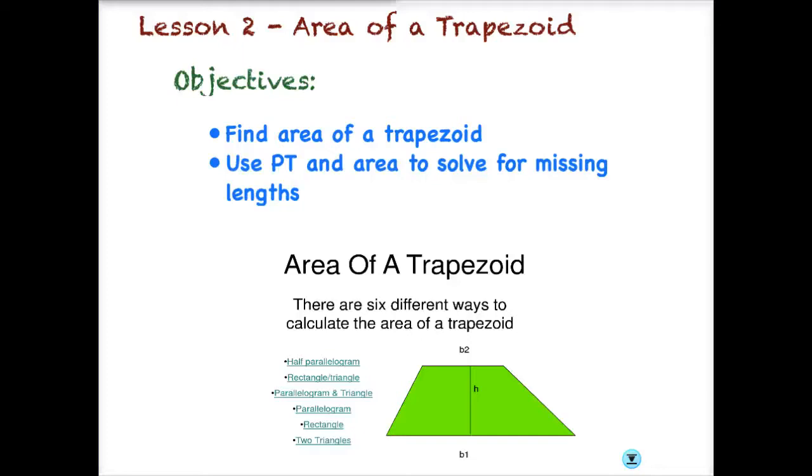Welcome to Lesson 2, Area of a Trapezoid. Our objectives are to find the area of a trapezoid and then use Pythagorean theorem as well as area to help us solve for missing links.